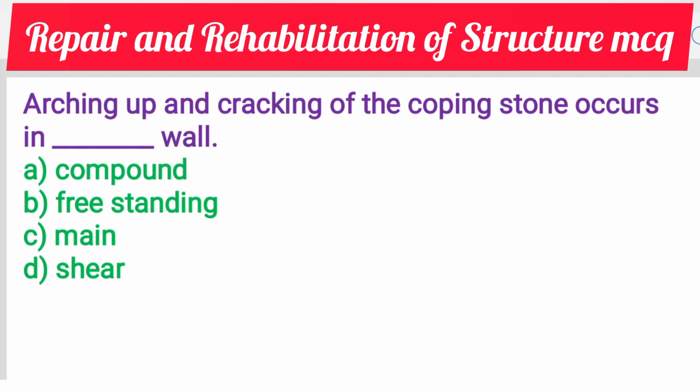Next question, arching up and cracking of the coping stone occurs in dash walls. Option A compound wall, option B freestanding wall, option C main wall, option D shear wall. So the correct answer is option A compound walls.